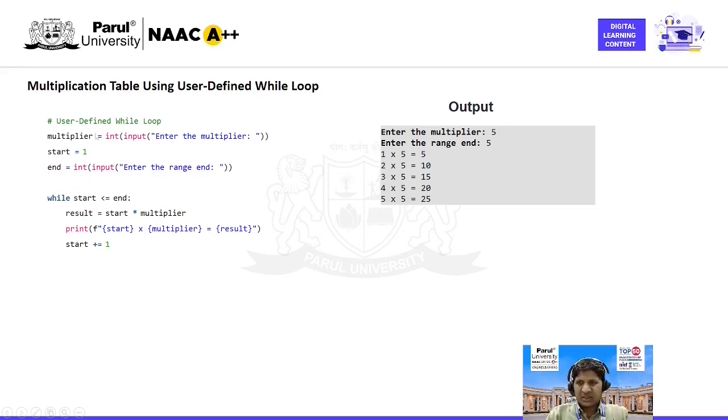Suppose once the enter multiplier prompt is shown on your screen, you enter 5, enter the multiplier value 5, enter the range, 5. It means the multiplier is also 5 and the range is also 5. It means only 5 numbers are printed on the table. Start is end, like this.